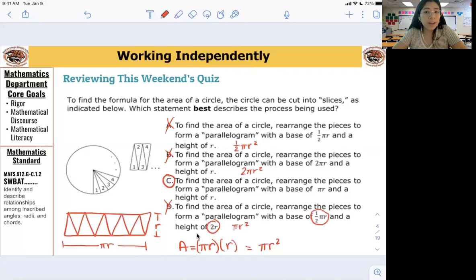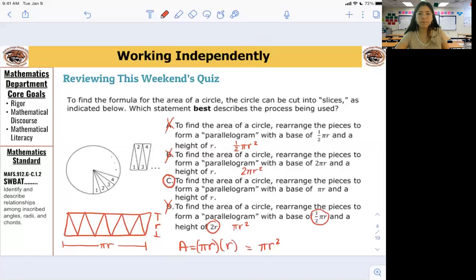Should I go over this again? What do you guys need? Do we understand it? Do we have any questions? Anybody, questions on this? This is what we went over on Friday. This was part of Friday's class.